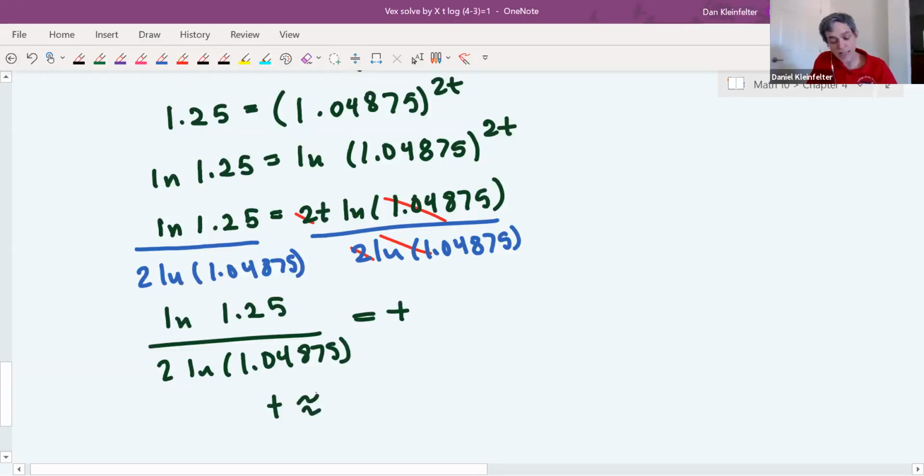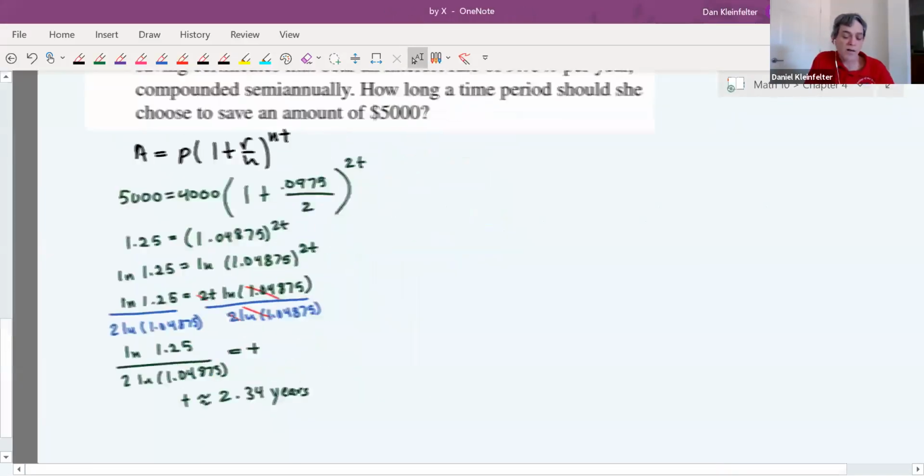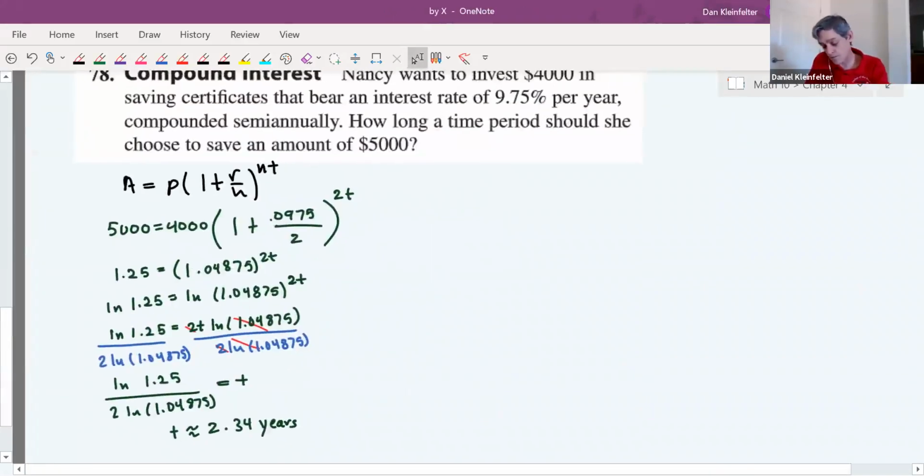So let's go ahead and get a decimal approximation for that. Be really careful how you type this into the calculator, especially with that 2 in the denominator. Make sure that if you've done it as I have, you use the natural log. Definitely do not mix the two kinds of logarithms. All right, so I'm getting about 2.34 years. Okay, so there's our first example of how you can use logarithms to help you solve a story problem.